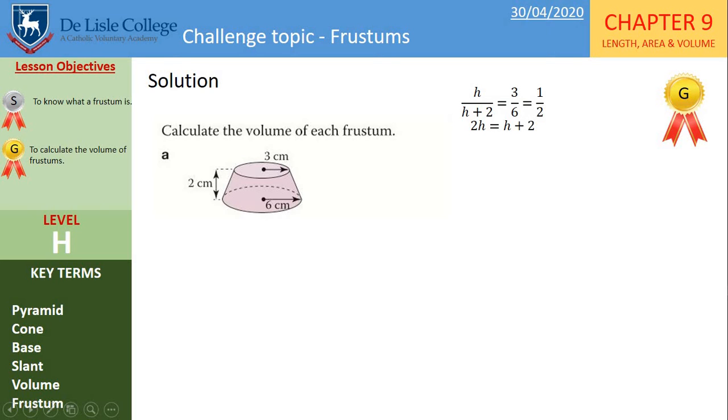So we end up with this. If we simplify, we get h is 2. So the height of the small cone is 2, the height of the large cone is 4.